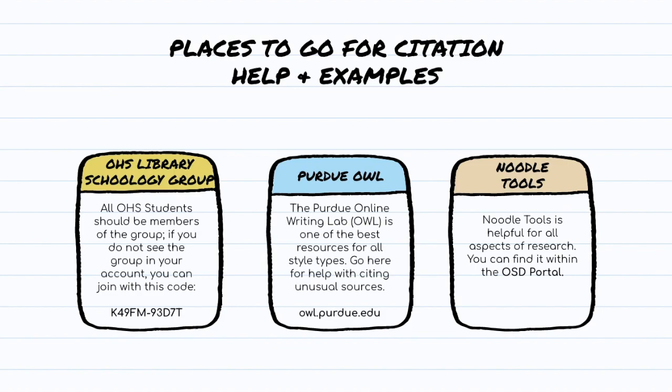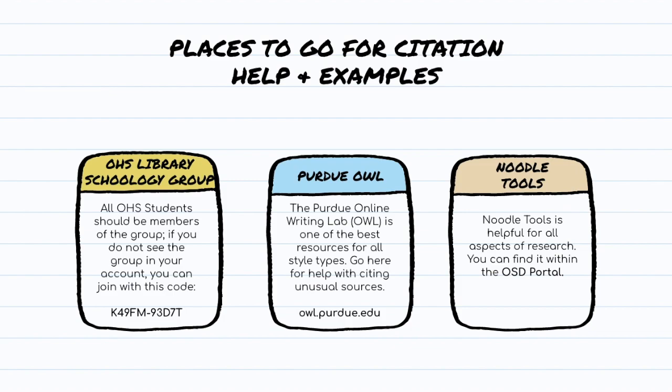Another helpful online resource is a site at Purdue called the Purdue OWL, and OWL stands for Online Writing Lab. This is by far one of the best resources for all style types of formatting. Definitely go here if you have an unusual type of source that you need help citing. They likely have examples for you, and they can be found at owl.purdue.edu.